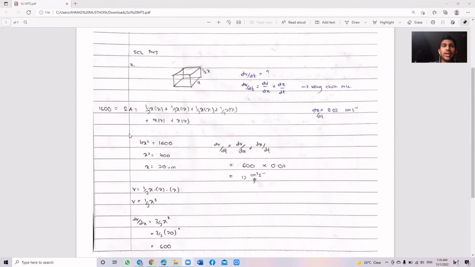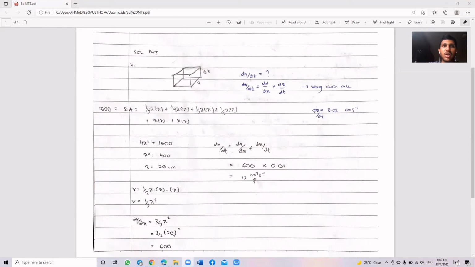To get the value of dV over dx, we need to use the formula for the volume of the cuboid, which is the length times the height times the width. Then we get half x times x times x, which equals half x cubed. Then we differentiate V in terms of x to get dV over dx, which equals 3 over 2 x squared.